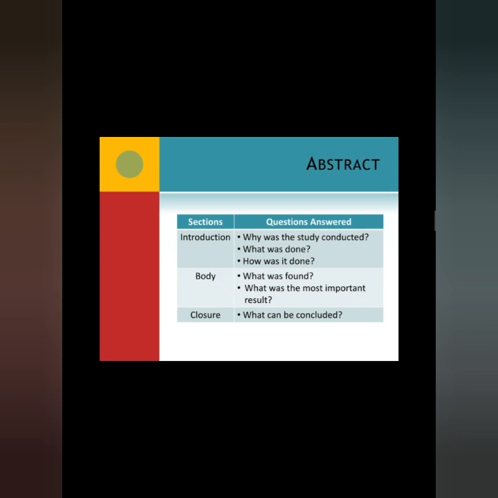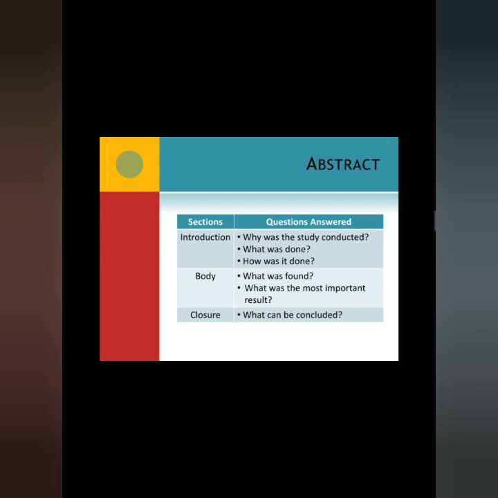Okay? All right. So in the abstract, what do you need to have? You need to answer all these questions which you are now seeing on your screen. First, the introduction. Why was the study conducted? So basically the purpose. All right, and then what was done is basically the objectives of the study. How was it done is basically the methodology.